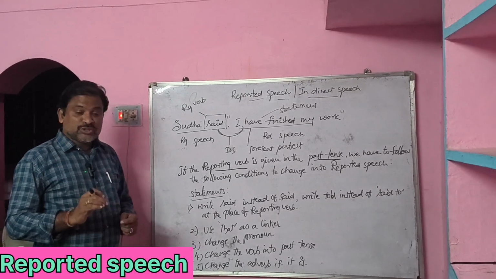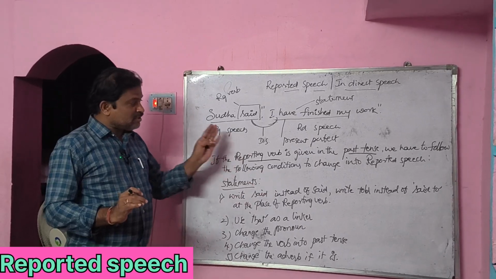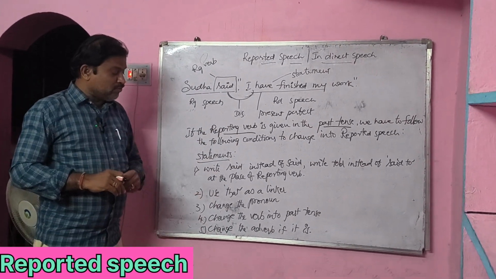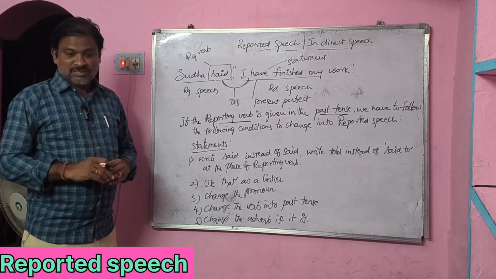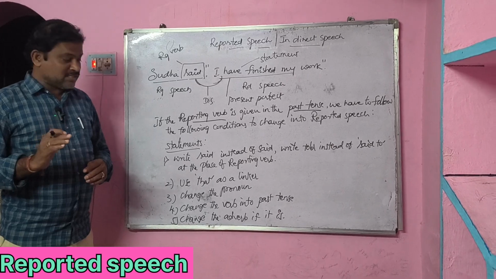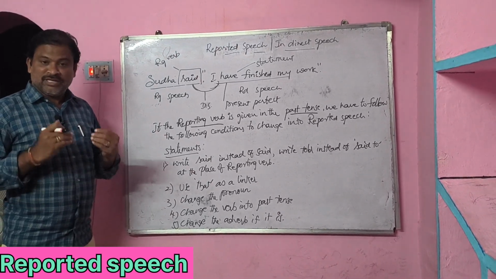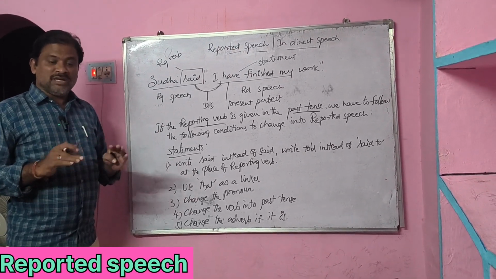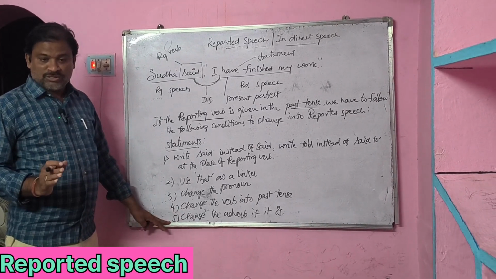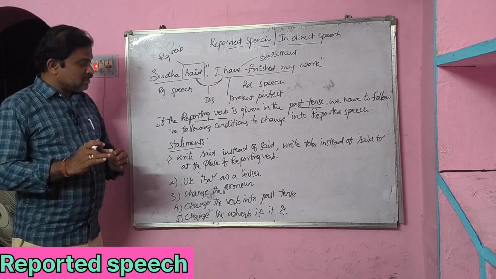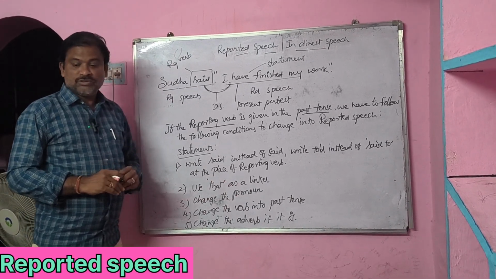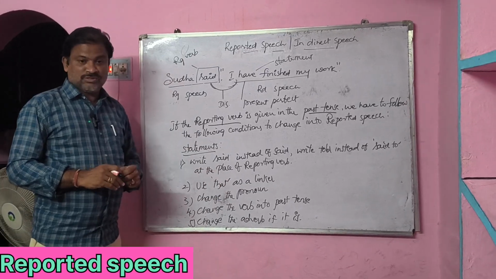And third condition, change the pronoun. Based on the subject, we have to change the pronoun. Fourth, change the verb into past tense. Fifth condition, change the adverb if it is there. If it is there, you have to change it. Otherwise, leave it. This condition is not compulsory. If you observe any adverb in a given sentence, you have to change it. Otherwise, leave it. Now we can see how to change the verbs and how to change the adverbs.